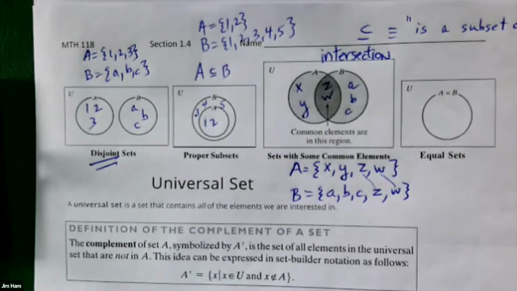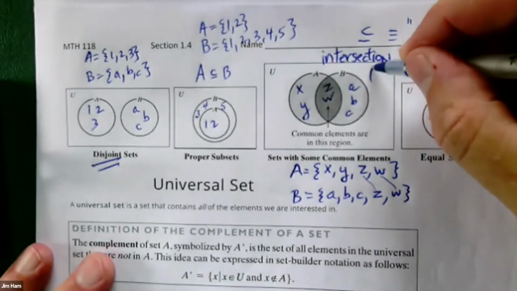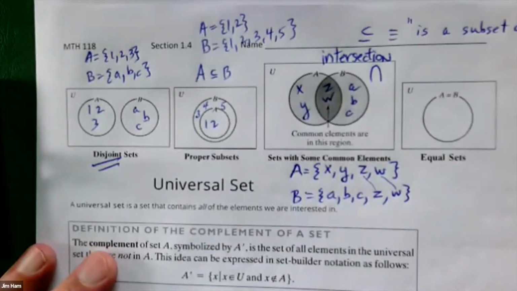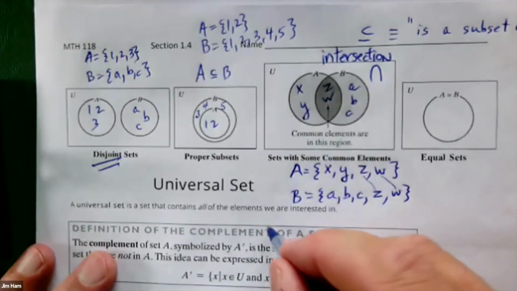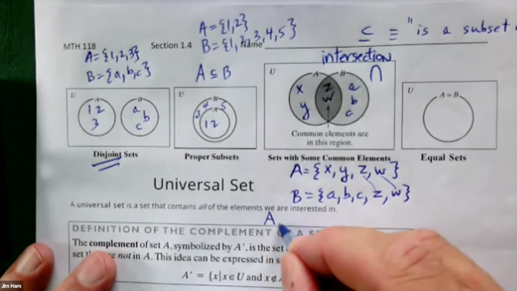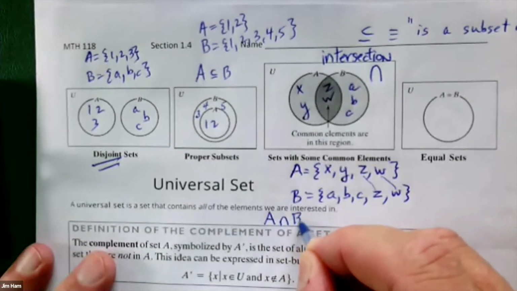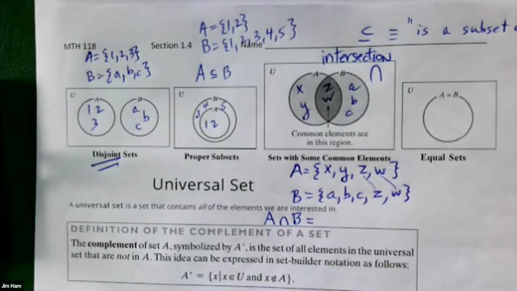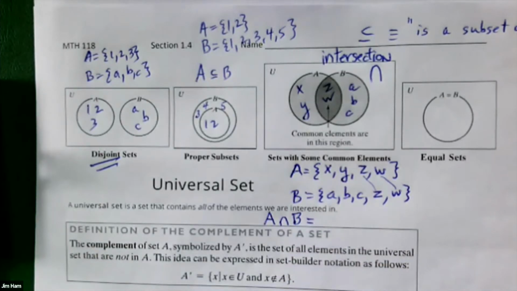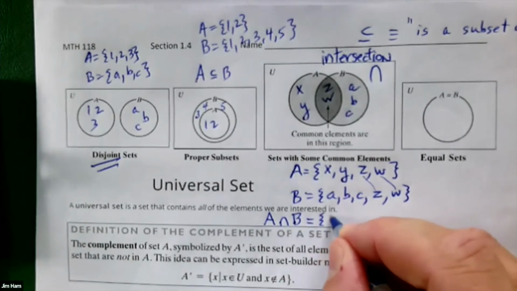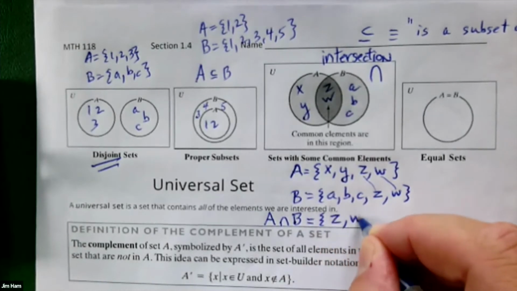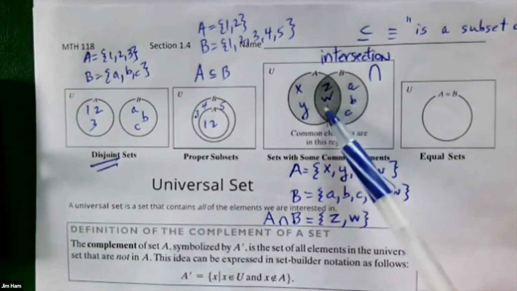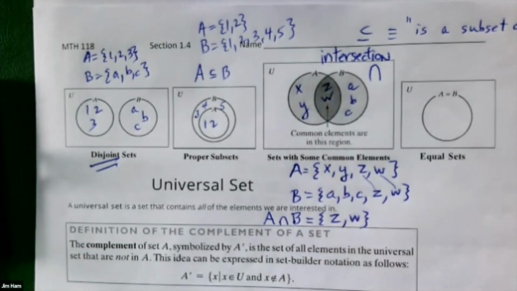And the character that we use for that, the operation that I talked about earlier, is the upside down U. So for this example, we would say A intersect B. What's in the intersection? What's common to both A and B? That's our definition of intersection. And then we would write down Z and W. Those are the elements that are common. Those are the elements that are in the middle area there.